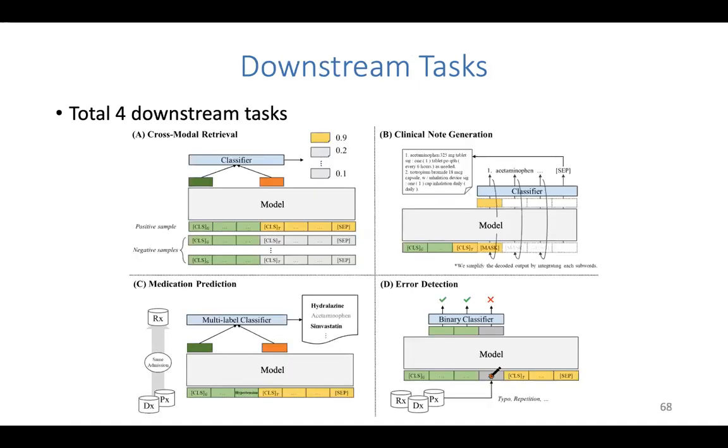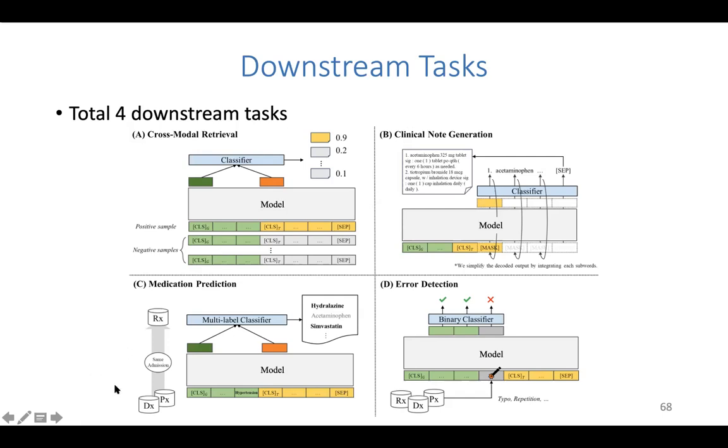All right, so in order to see if the model actually understood the relationship between the graph and the text modalities, we can do 4 downstream tasks. One is obviously retrieval. Just like we did image text retrieval, we can do graph text retrieval. So given a graph, try to recover the most relevant discharge summary, or given a discharge summary, you retrieve the most relevant admission graph. And similar to report generation, we can do clinical note generation. So given a graph, we want to generate a discharge summary.